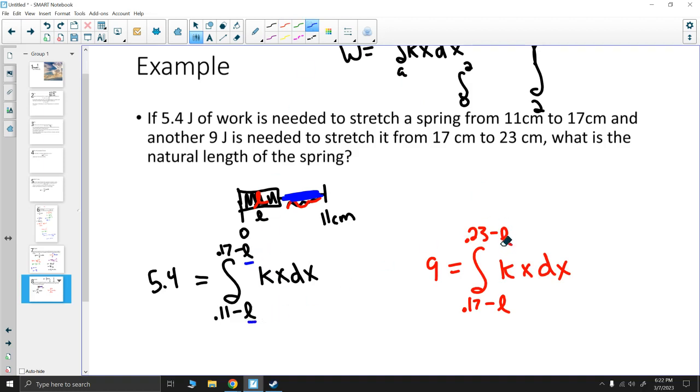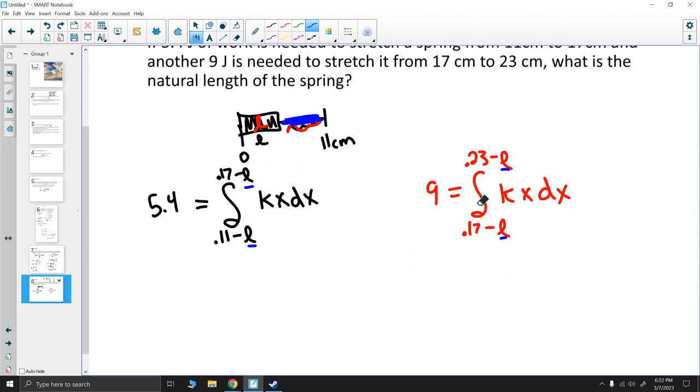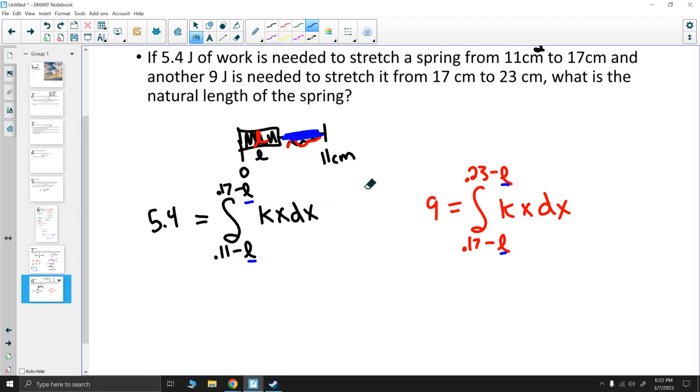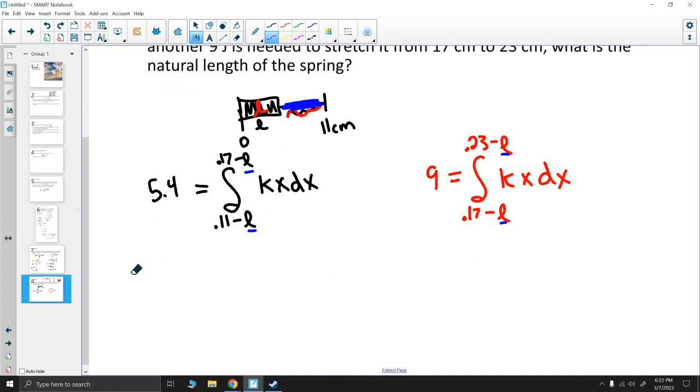Now, we're solving for L. This is what we're looking for, but we actually don't know L and we don't know k either. We don't know the spring constant, but what we do know is that the spring constant is just that, a constant in both of these. And so they're equal to each other. It's the same spring that we're talking about. So what we need to do is deal with both of these equations. So 5.4 is equal to kx squared from 0.17 minus L to 0.11 minus L.